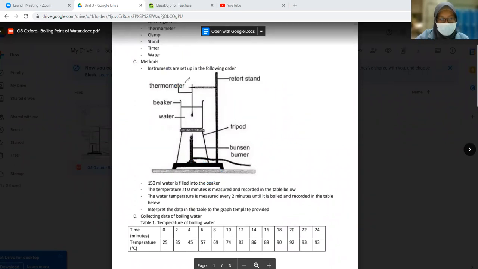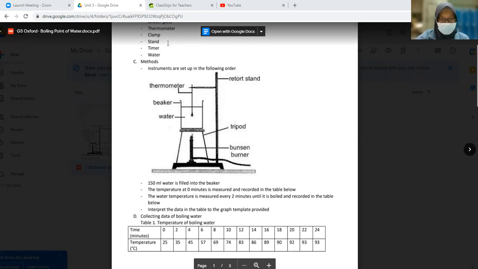The instruments are set up in the following order. The difference is we didn't use a retort stand and the clamp, because it is not provided in the biology laboratory. Then I filled the beaker glass with 150 milliliters of water, and the temperature at 0 minutes is measured and recorded in the table below. The water is measured every 2 minutes until it boils and recorded in the table. After that, we interpret the data in the table onto the graph template provided.